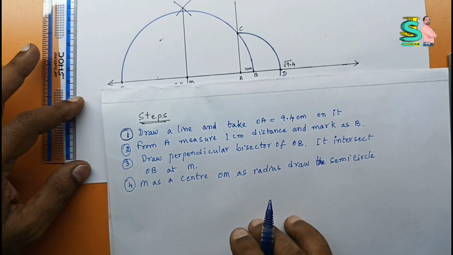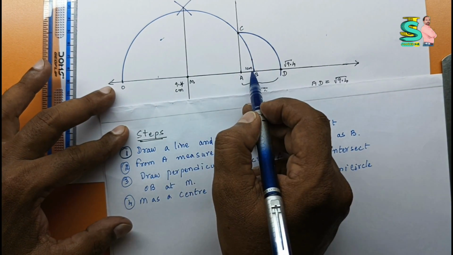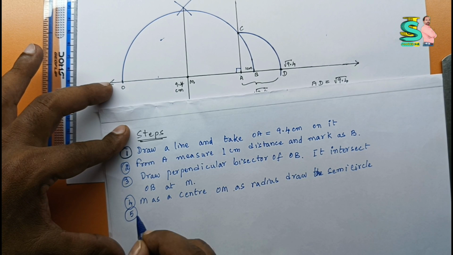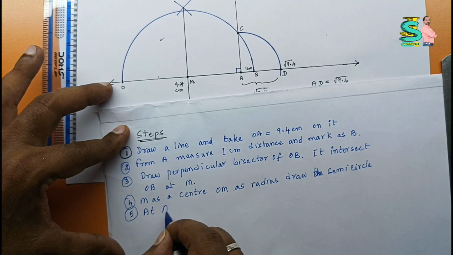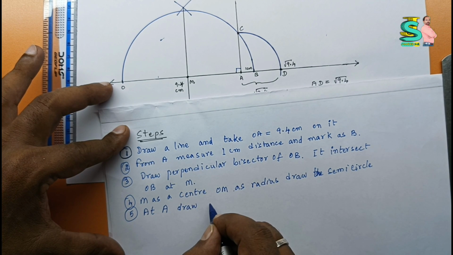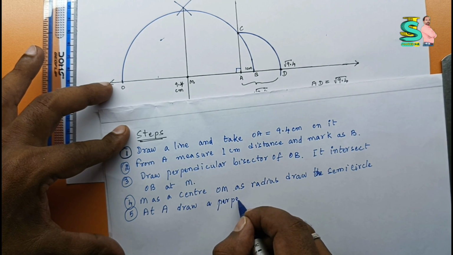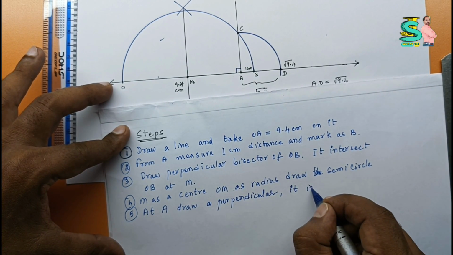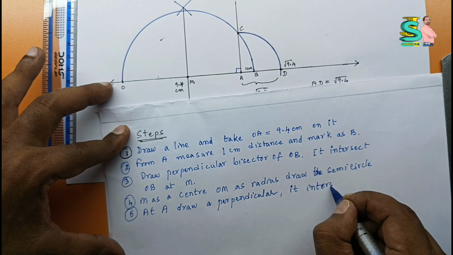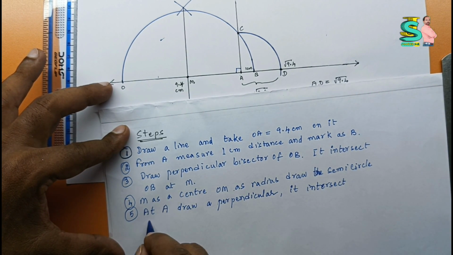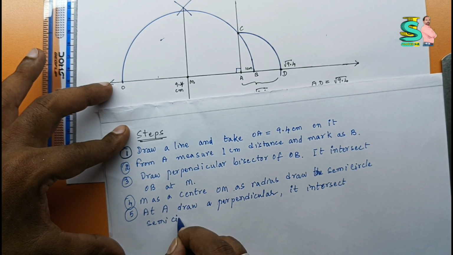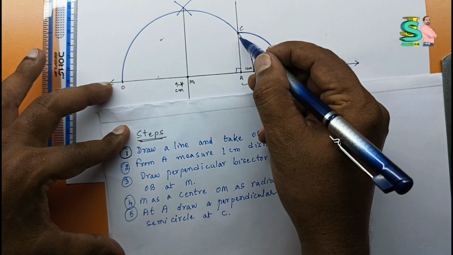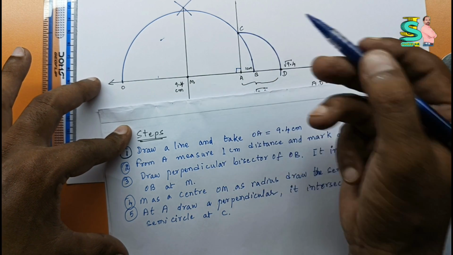And then what we did here? After that, here we drew one perpendicular, so that at capital A, draw a perpendicular and then it intersects the semicircle at C. At C, this perpendicular intersects this semicircle at C.